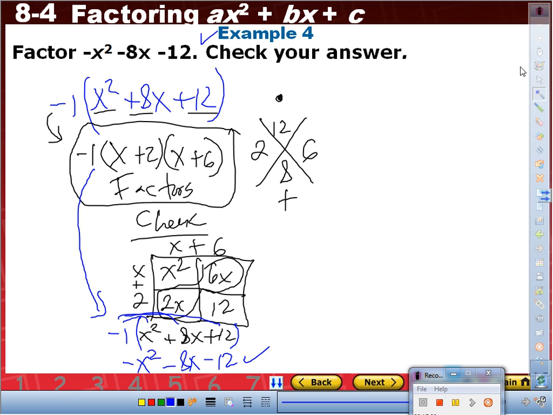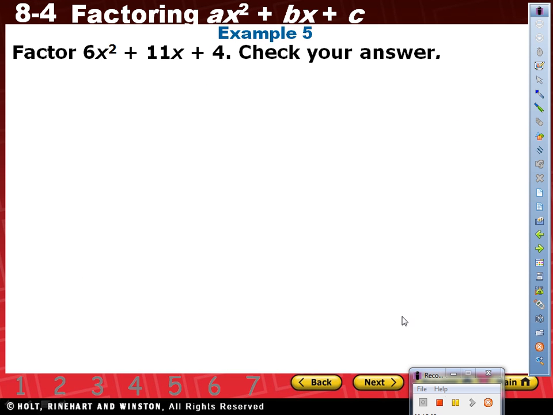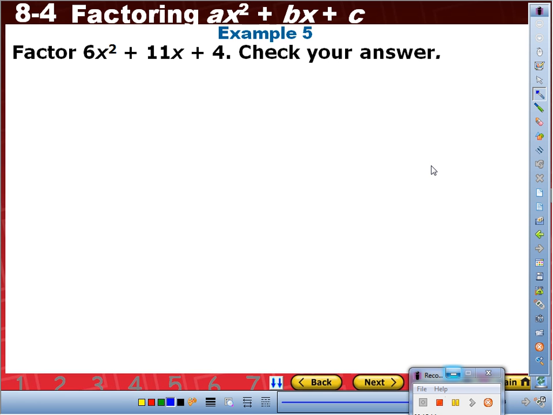Example 5. Copy that? Example 5. 6x squared plus 11x plus 4. Okay, all right, so some of you copied this and you were trying to find a GCF and you're like, wait a minute. This one does not have any GCF. The only one is 1, but if I put 1, I still end up with the same thing inside the parentheses, which means there's nothing to do.